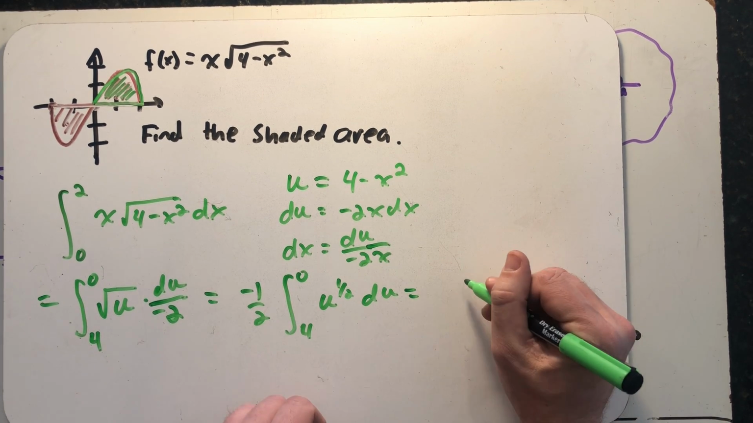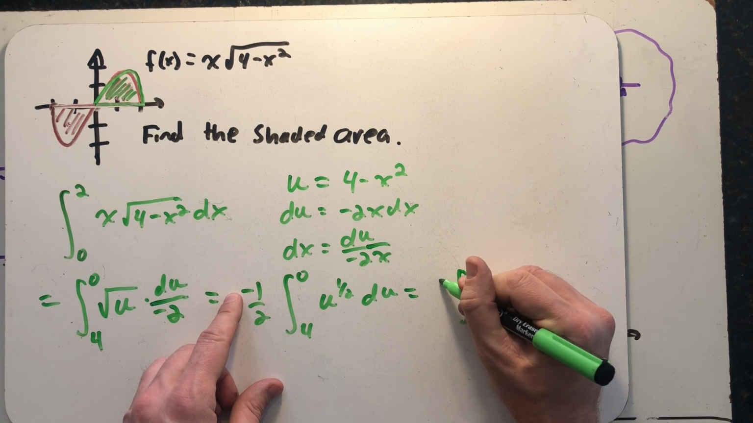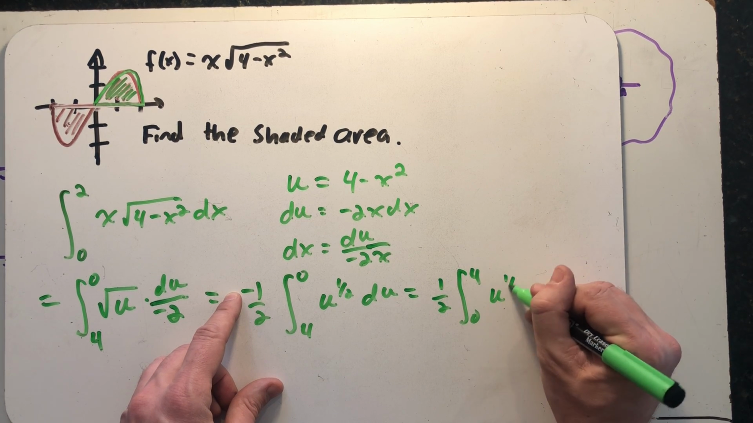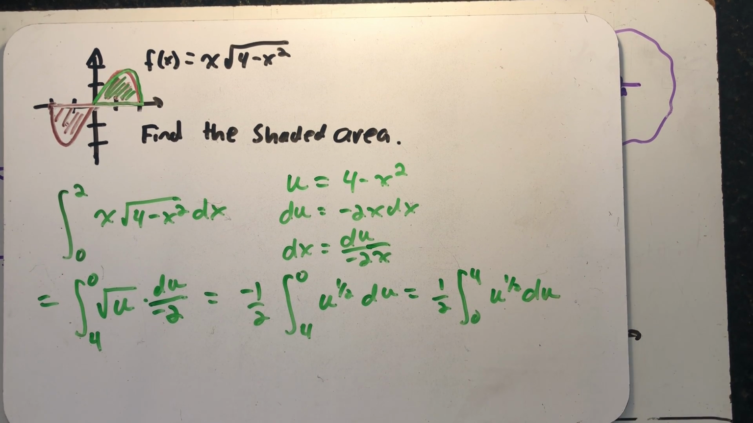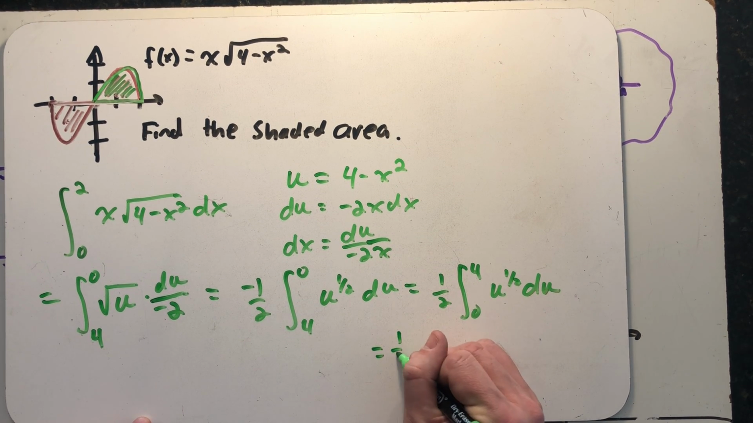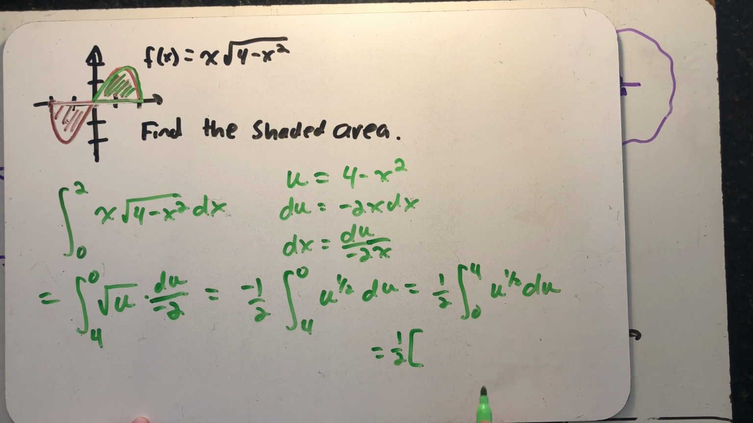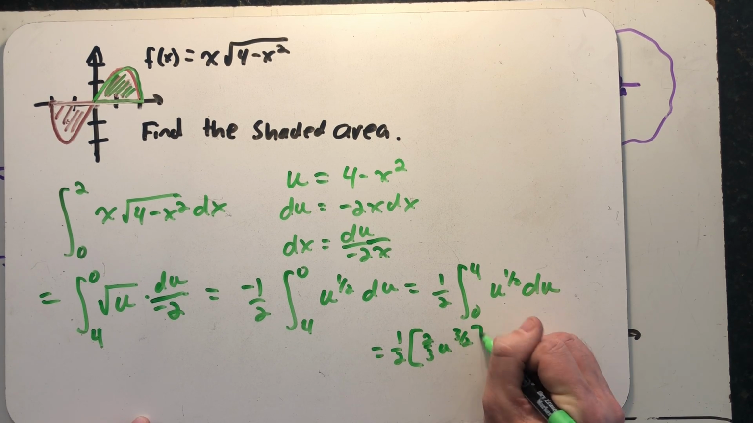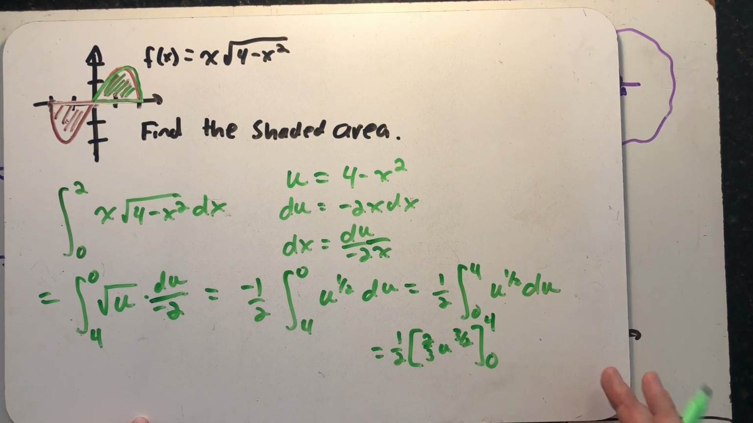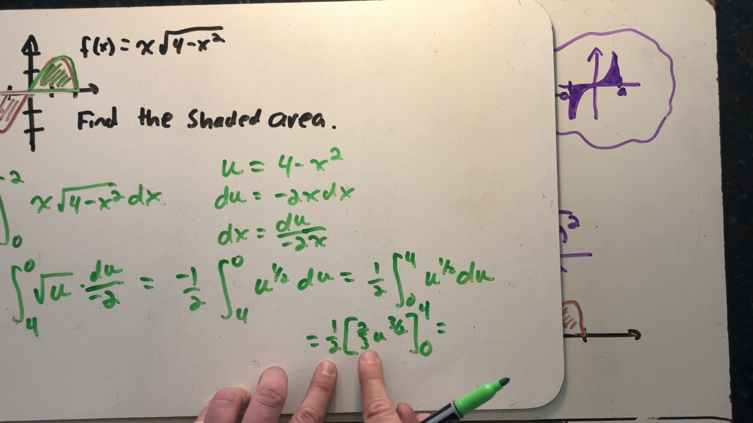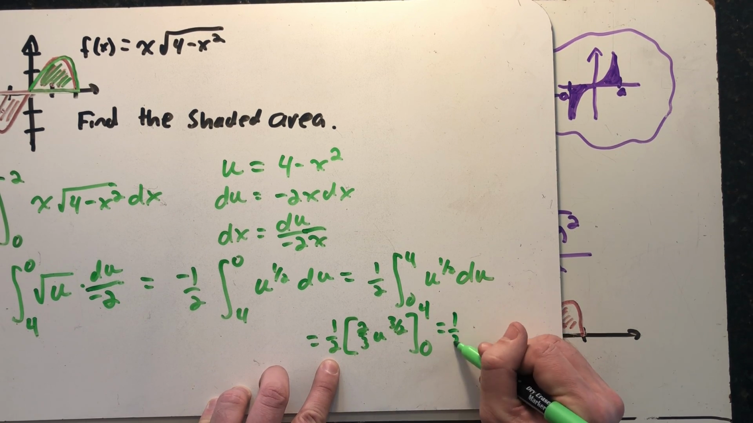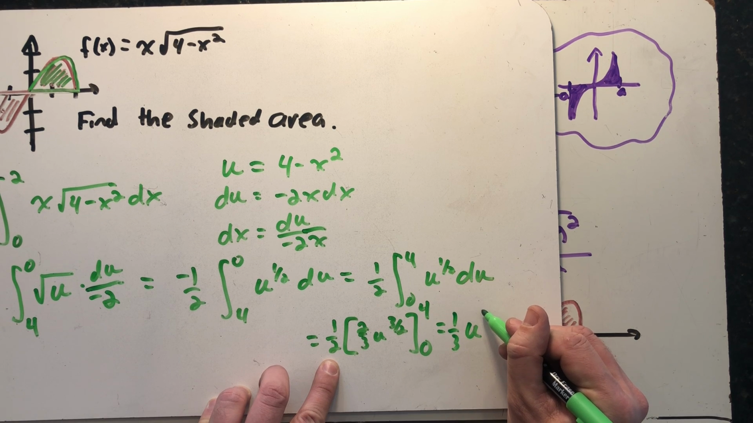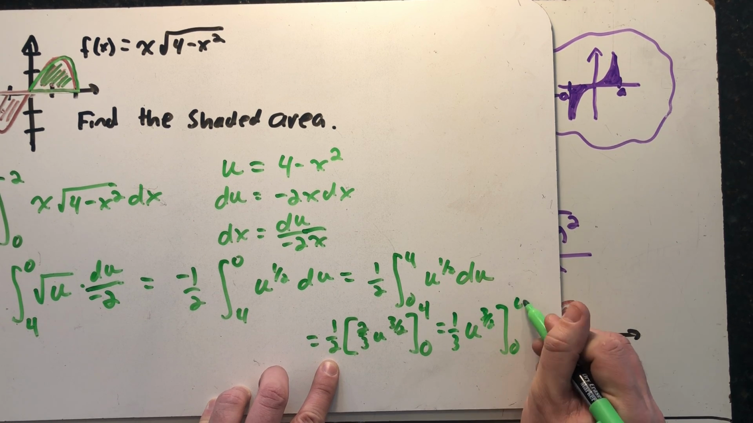I'm in fact going to go on and change the bounds, and that changes this sign using the order of integration property from earlier in the course. And so now I have a pretty easy antiderivative to evaluate. I have 1/2 times the antiderivative of u to the 1/2, which is 2/3 u to the 3/2, evaluated from 0 to 4. I'm going to go on and multiply the 1/2 and 2/3. I'll get 1/3. I'll still have that u to the 3/2, evaluated from 0 to 4.